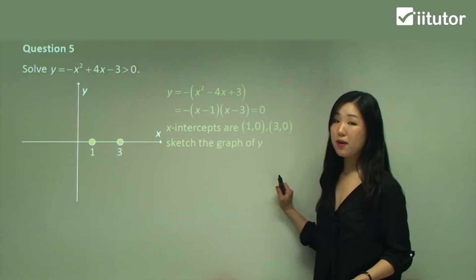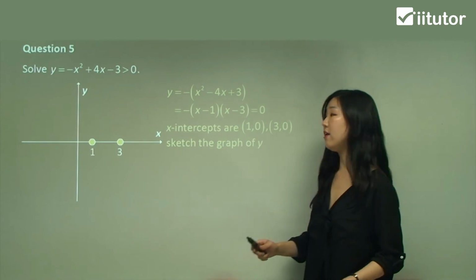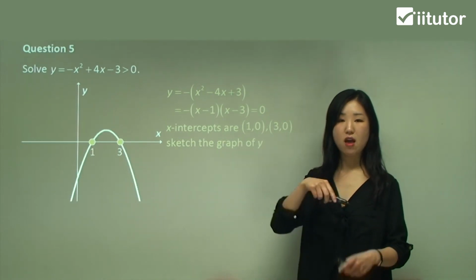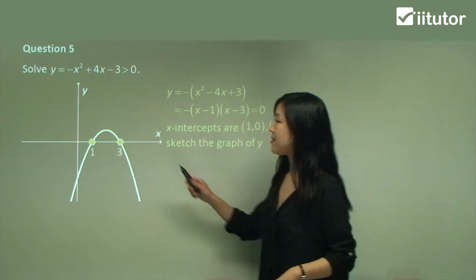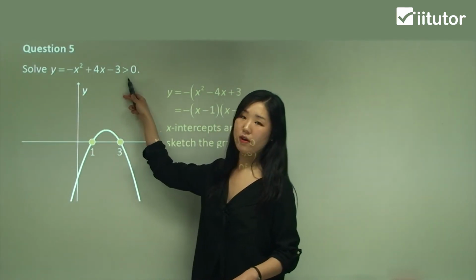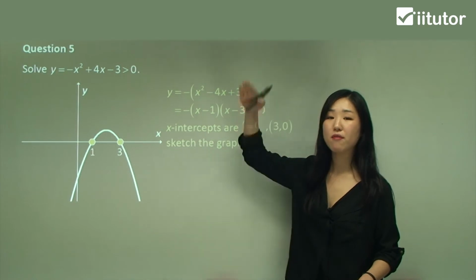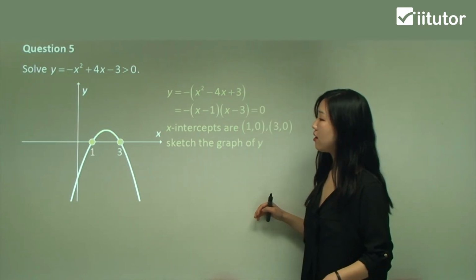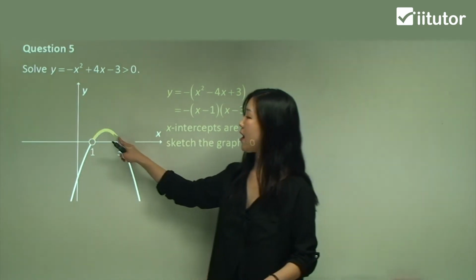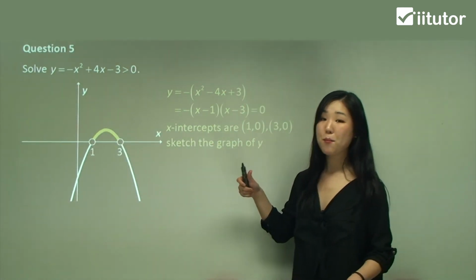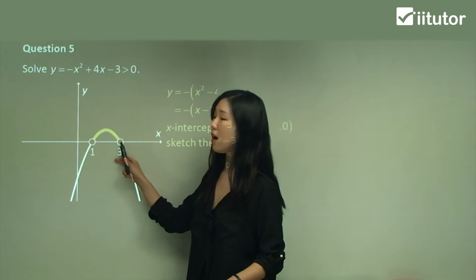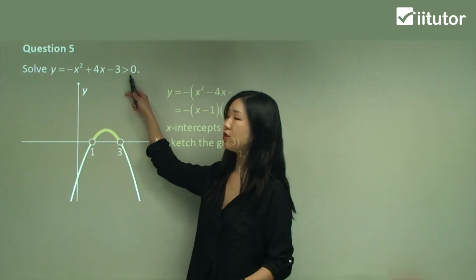Now we know that it's going to be, as I said, concave down. So I draw it like a sad face, a sad mouth. So that's what it's going to look like. Now look at the question, guys. It says y is greater than 0. Greater than 0 where it's above the x-axis. So those parts only. This part is the only part that's above the x-axis. But as you can see, guys, I've left this part hollow because we're not including 0.